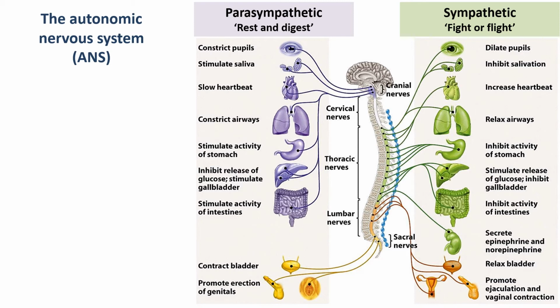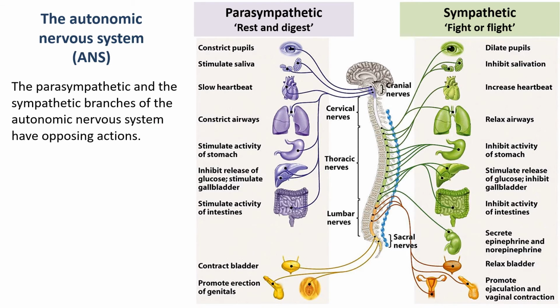monitoring what's happening in the organs, in the tissues, and then regulating what's happening, efferent and afferent. So the parasympathetic and the sympathetic branches of the autonomic nervous system have opposing actions. But they can also be afferent or efferent. Afferent is monitoring, efferent is regulating.